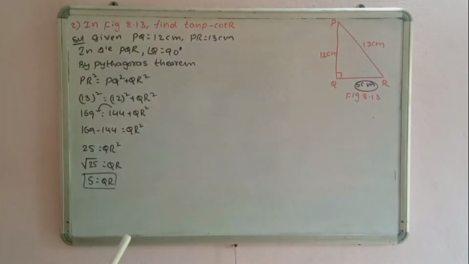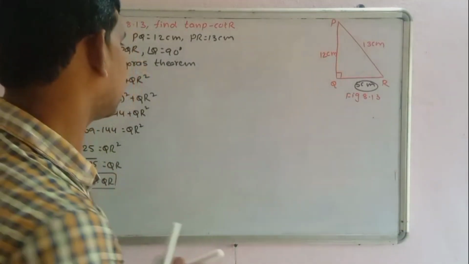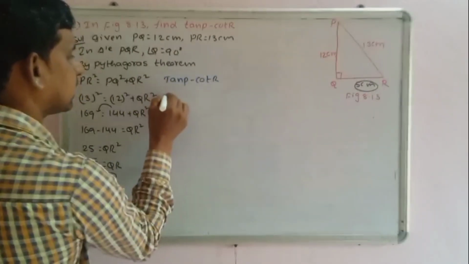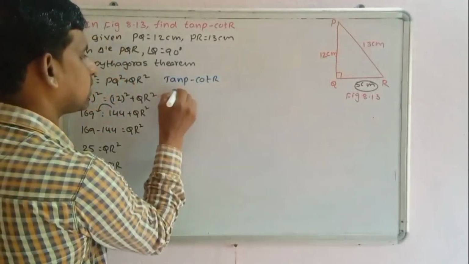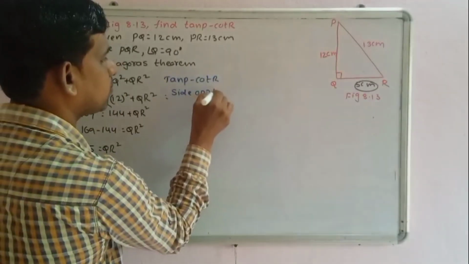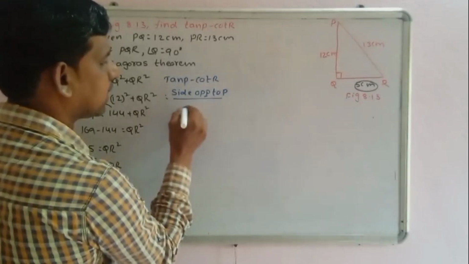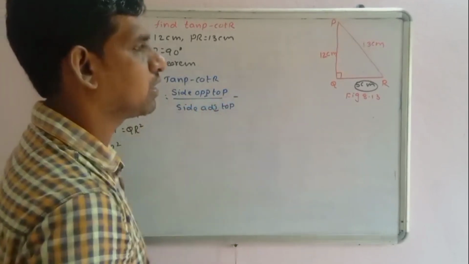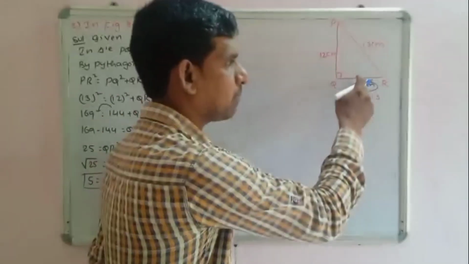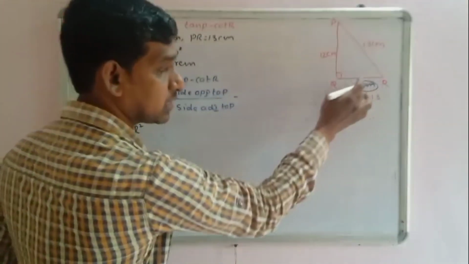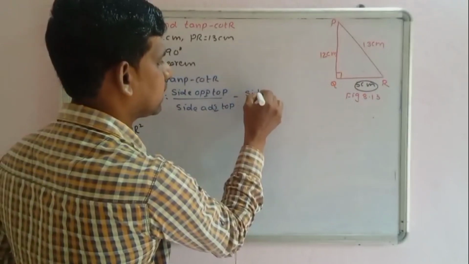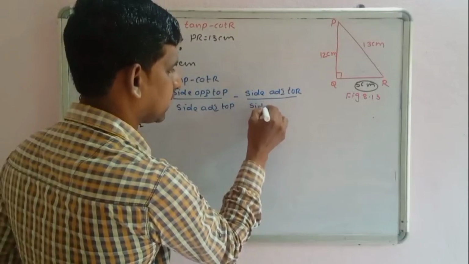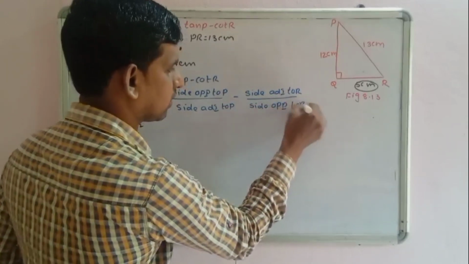centimeters. Now we will find tan P minus cot R. Tan P formula. What is the tan P formula? Side opposite to P by side adjacent to P, minus cot R, which means side adjacent to R by side opposite to R.